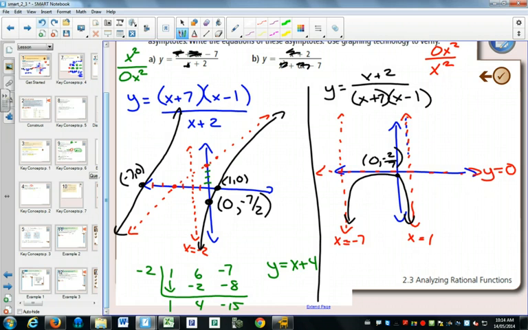Now we need points in the other sections. So plug in a value bigger than 1, say 2. What happens when you plug in 2? You're going to get 4 on the top, 9 on the bottom. Two comma 4/9. I plugged in 2: 2 plus 2 will be 4 on the top. On the bottom I'd have 2 plus 7 is 9, 2 minus 1 is 1. So I get 4/9. And then this one will go towards the asymptotes like that.